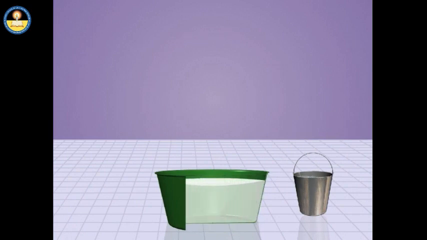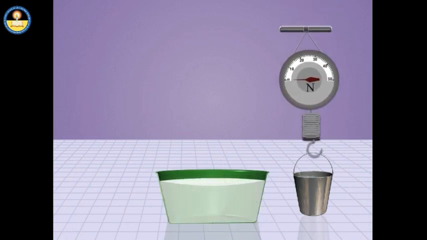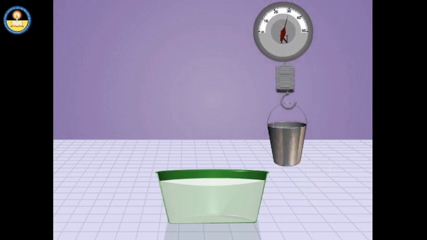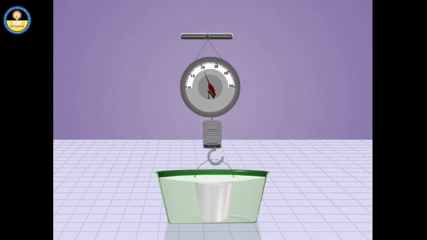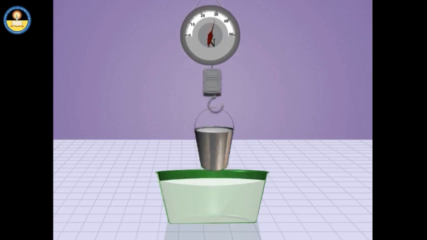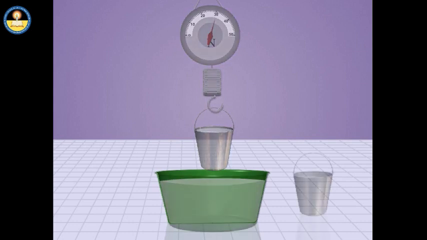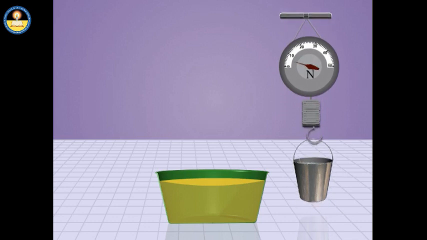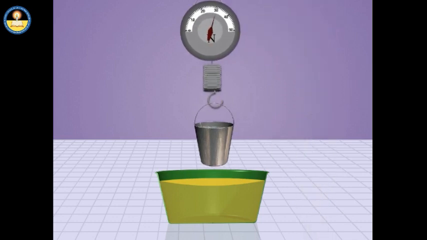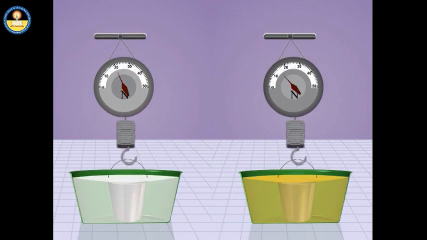Therefore, an object attached with a spring balance, when suspended in water, experiences a decrease in weight. Further, if the object is fully immersed in water, its weight can be recorded as its lowest weight. This change in weight is due to upthrust, that is, the buoyant force by the surrounding water. If we repeat this activity in a different liquid, the loss in weight of the object comes out to be different as compared to water.